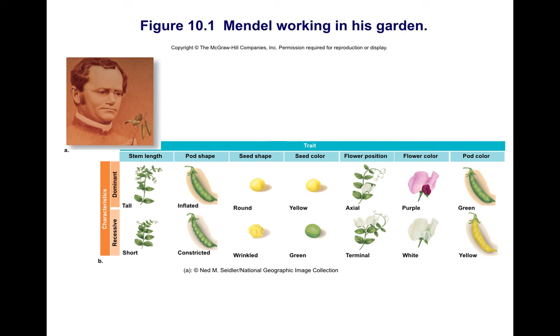Well, they are a great model organism. They are limited in the number of different characteristics. They are easy to grow. They reproduce at a fast rate. And importantly, it is possible for us to control what plant pollinates what plant. And that is exactly what Mendel did.